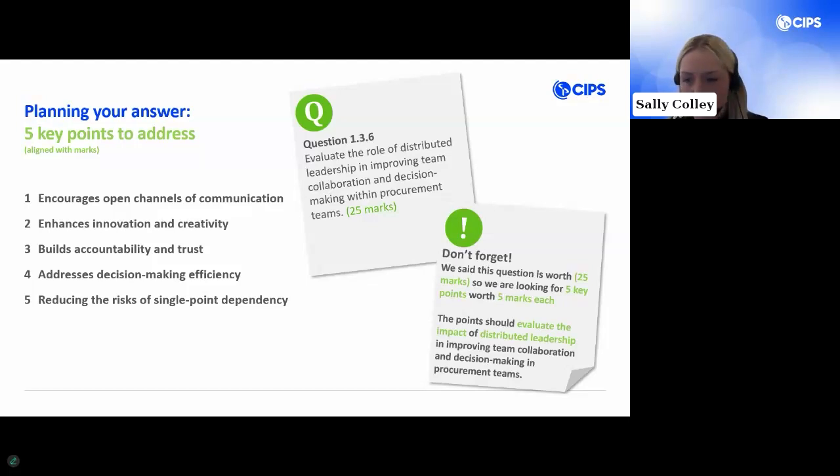Remembering the command word is evaluate, so we need to incorporate ways we can improve, but also think about the risks and challenges that might be involved. For everything you write, consider the advantages and disadvantages and how they affect procurement and the organisation. So let's move on and discuss how we can use this to create a balanced answer and gain those 5 points for each example.